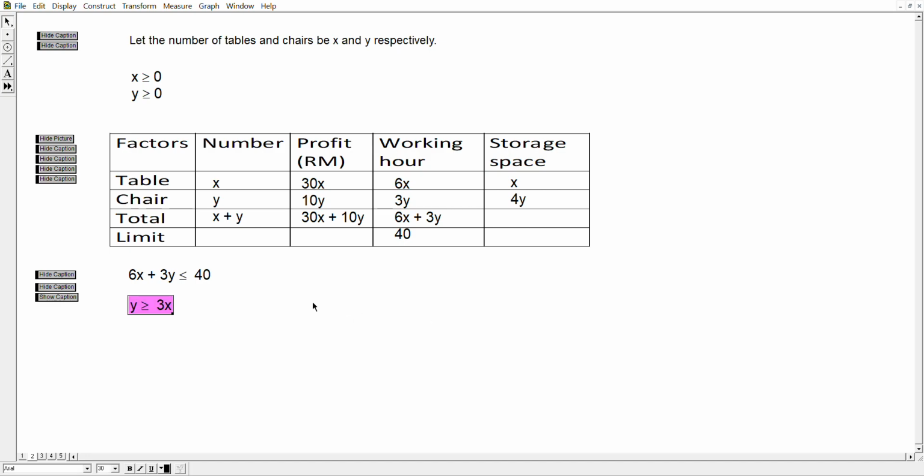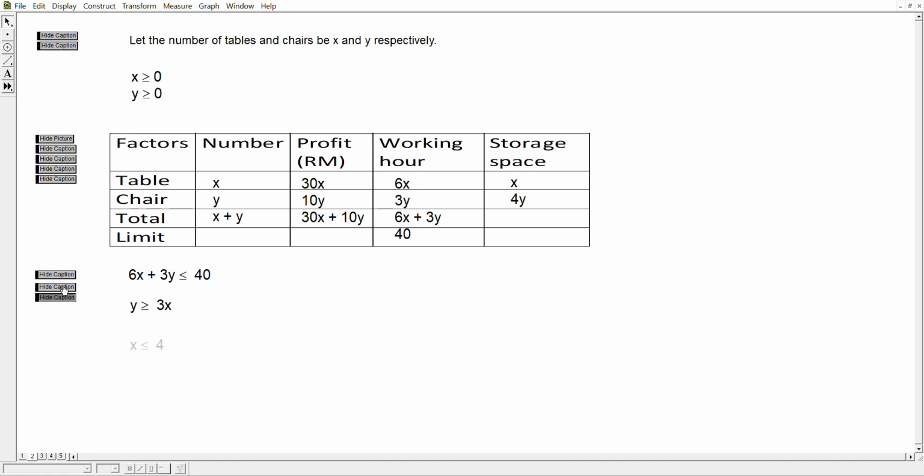Okay, next, they say the number of chairs must be at least 3 times the number of tables. So 3 times the number of tables, that is the number of chairs. And they say must be at least, so it can be bigger or more than this. It cannot be less than this. It must be at least 3 times.